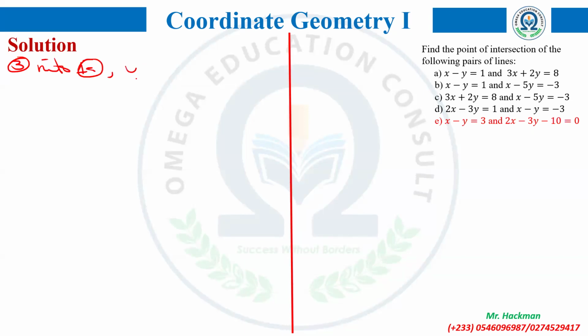And that will give us y is equal to x, which is what? 2 minus 1. So it means y is equal to 1. So you draw your conclusion: therefore, your x coordinate is 2. The y coordinate is 1. So that's the point of intersection.